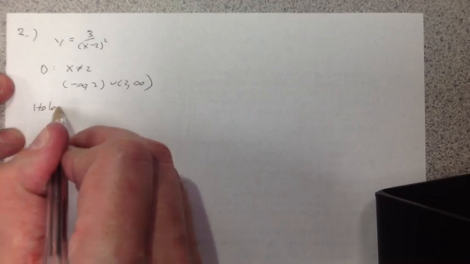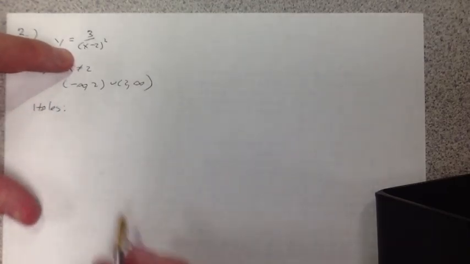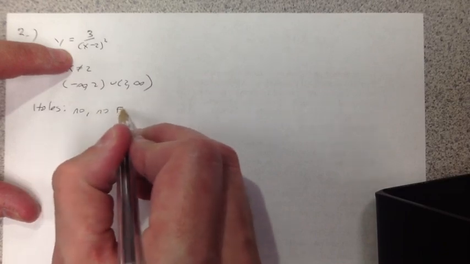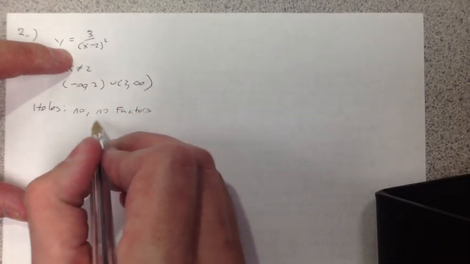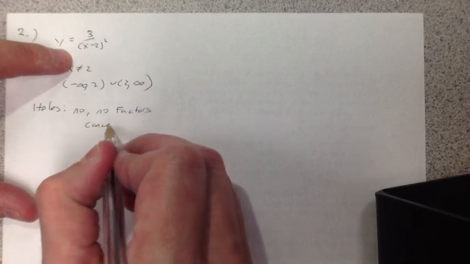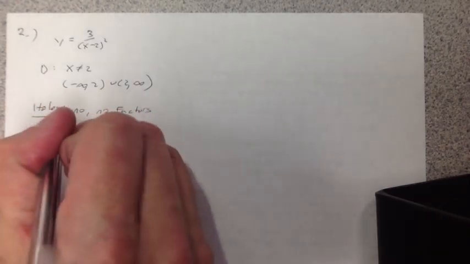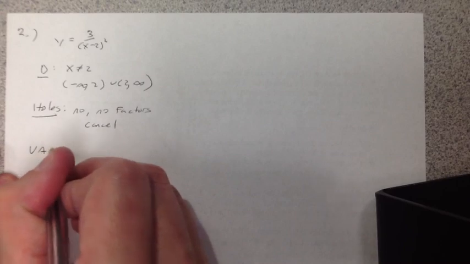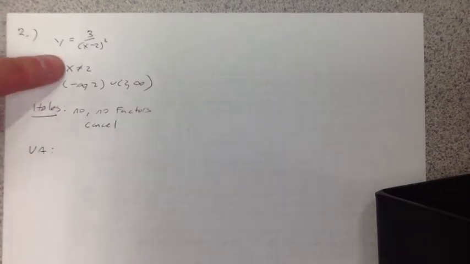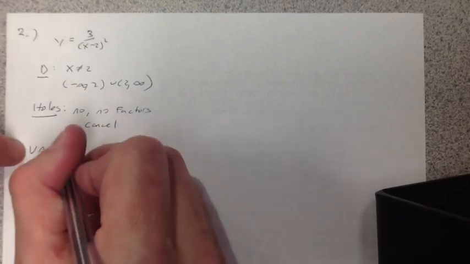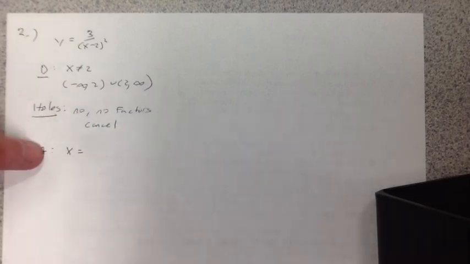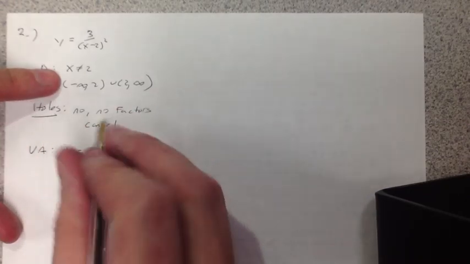Next, do we have any holes? Now to get a hole, I would need factors to cancel. So no factors cancel. So there will be no holes. On the next example, we'll take a look at one where factors do cancel. We'll take a look at one with a hole on it, okay? Now, so no holes, we got our domain. The next one we have is our vertical asymptote. So the x equals 2. It wasn't a hole, so that x can't equal 2 must be our vertical asymptote. Remember the rule. You can be a hole, or you can be an asymptote. You can't be both. All right, so x equals 2 is our vertical asymptote.